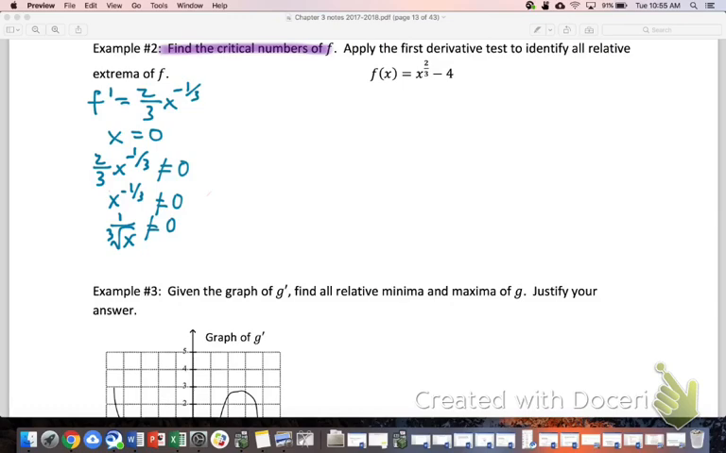I'm done. You have to consider DNE. Don't force it, but consider it. Consider that might be a possibility, and in this case, it's the only one. Does that make sense? Okay.